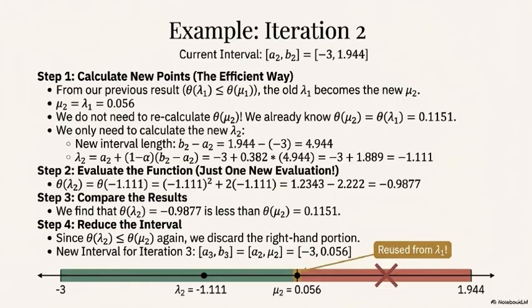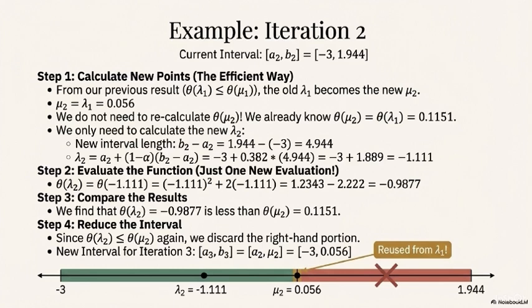Slide 8. Example. Iteration 2, the efficient way. Now, let's look at the second iteration where the efficiency finally pays off. We start with our new, smaller interval. Step 1. Because we use the golden ratio, we don't start from scratch. Our old left point from the previous step now perfectly aligns as our new right point. Crucially, we do not need to recalculate the function value for this point. We already know it. We only need to find one brand new left point, which calculates to -1.111.